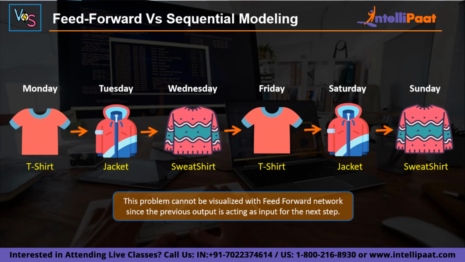Here if you observe, the wardrobe is completely dependent on the previous day's wardrobe. There is a sense of dependability in our data, right? That is the reason why a simple feed-forward neural network architecture won't work in this case. Let's figure out the architecture that could model this type of sequential data.